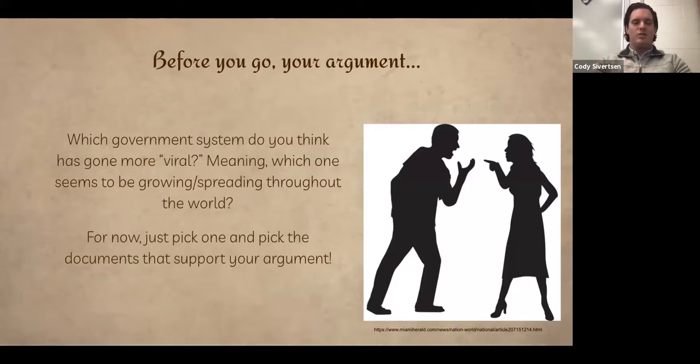And then here's the last thing that I do for this day. I want the kid to pick one of the documents that they found good evidence for and pick which side of the argument they would like to be on. Do you think that democracy is going more viral or authoritarianism? So find evidence, find a document and pick a side.